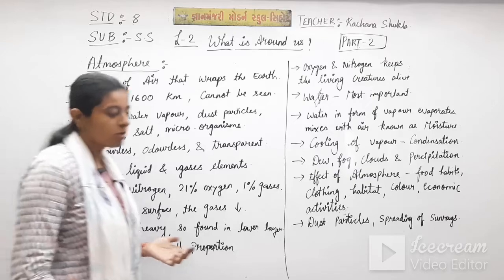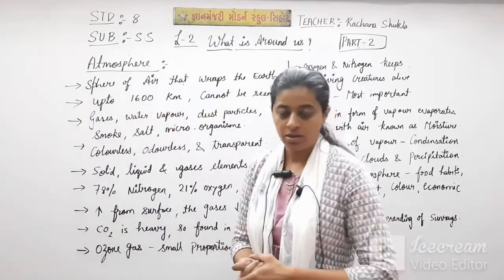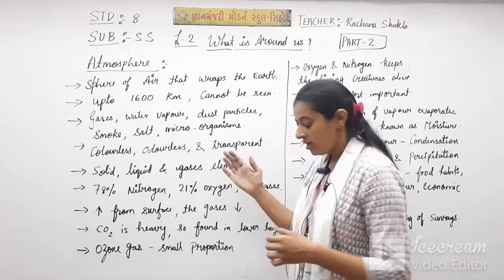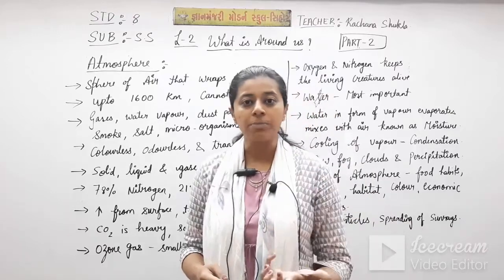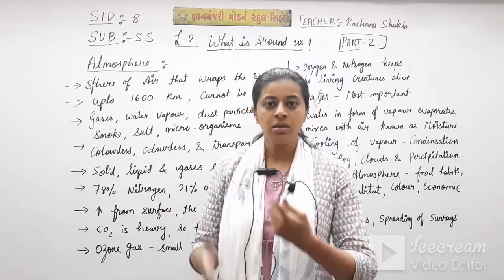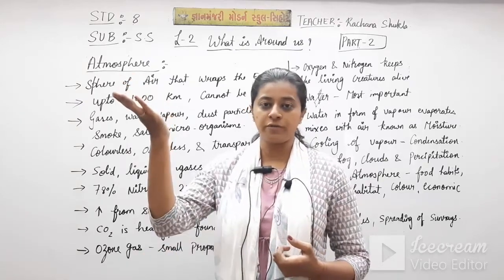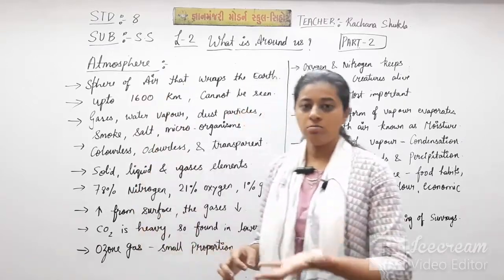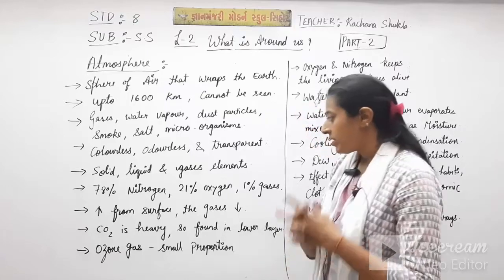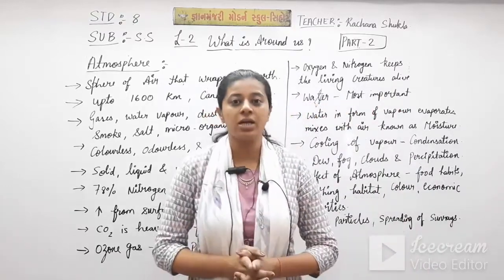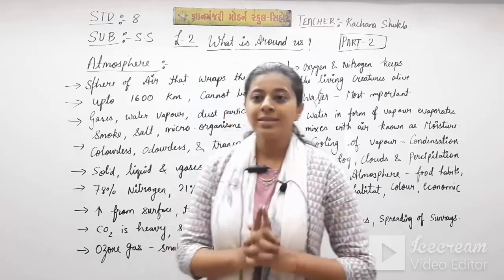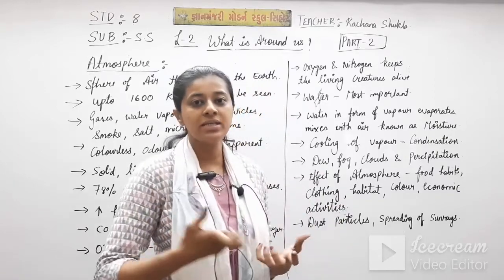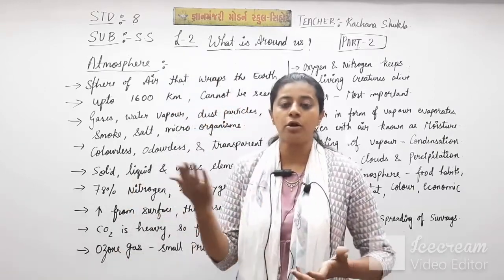Now, when you move upwards from the surface of the earth, I repeat once again, when you move upwards from the surface of the earth, the amount of gases in the atmosphere decreases. So, moving upwards, the gases decrease. In the atmosphere, carbon dioxide, that is CO2, that gas is very heavy. It is a very heavy gas, so it is generally found in the lower layer of the atmosphere.